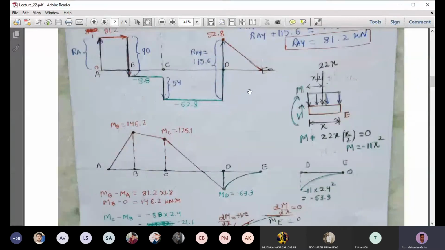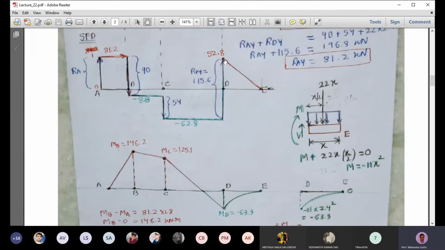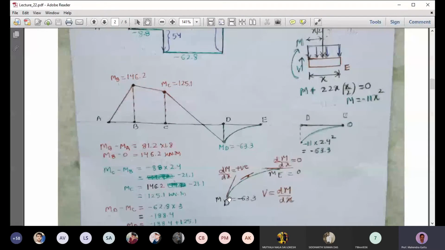Now the question is, how do you connect this MD with ME? Should we connect it with a straight line, or what to do? We don't know. If we look at the shear force diagram, the shear value is decreasing. That means the dM by dx value is initially very high, and then as you go towards E, the value of dM by dx is reducing. If you look at D, which is minus 63.3, there the dM by dx value is a large value.